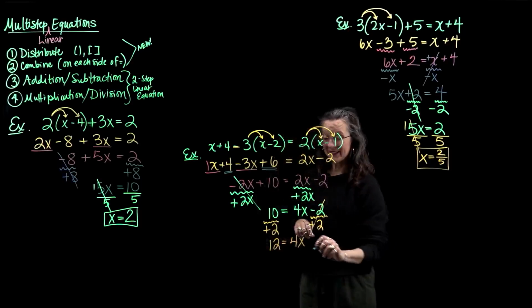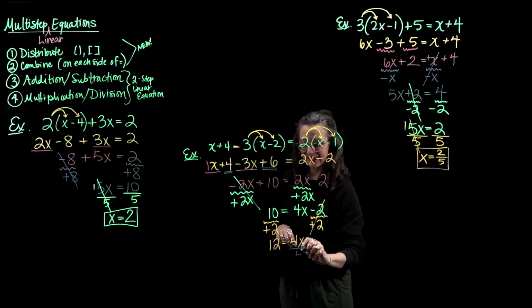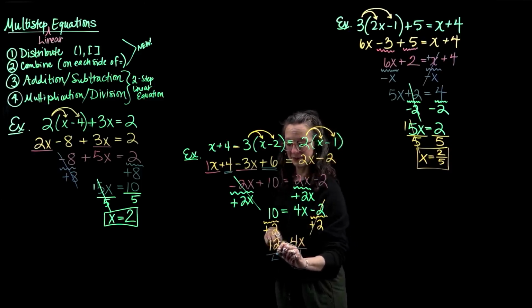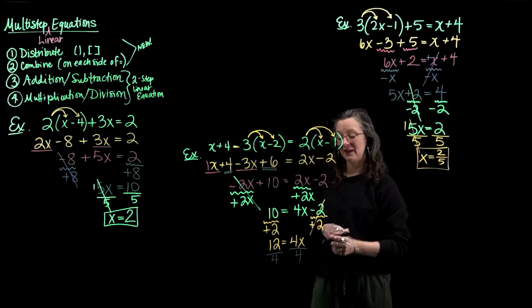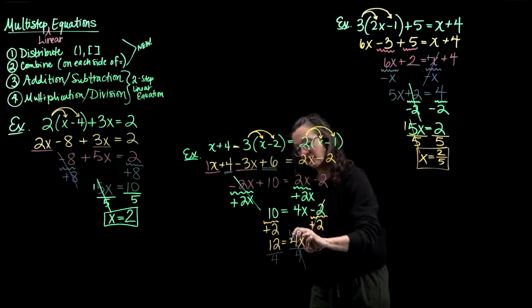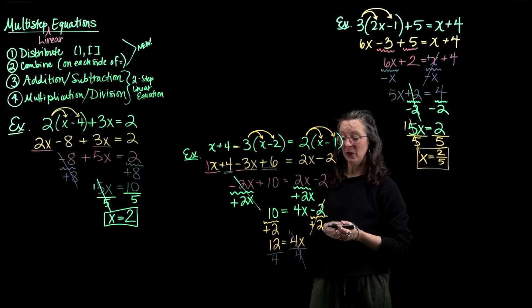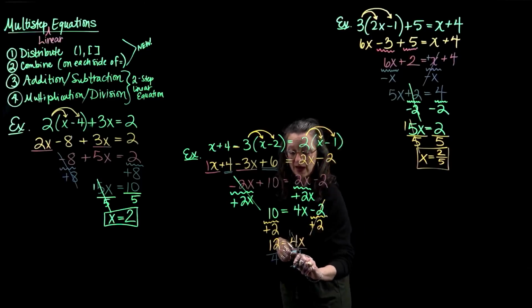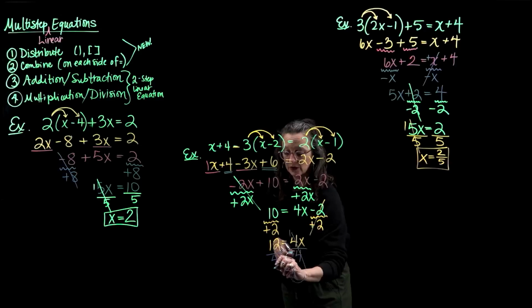We're finally at a one-step equation. To undo x being multiplied by 4, we're going to divide by 4. Those 4's will cancel, and I'll be left with a 1. So x is equal to 12 divided by 4 is 3.